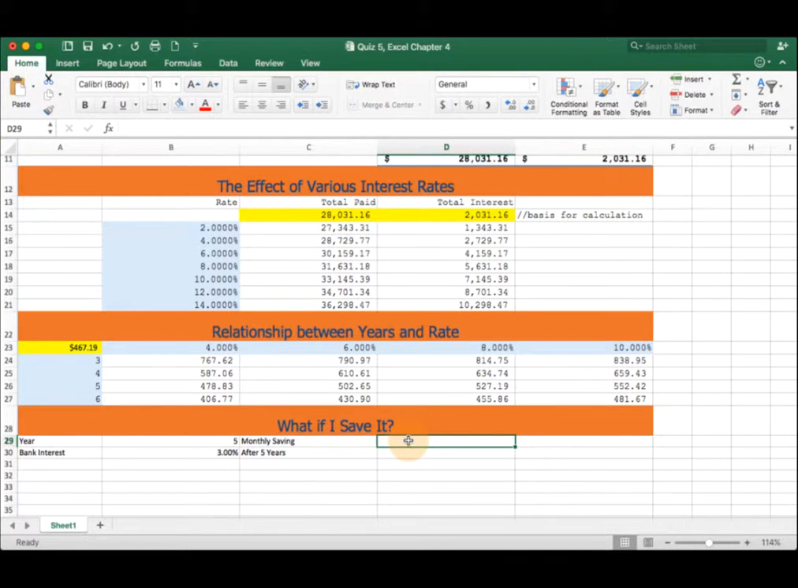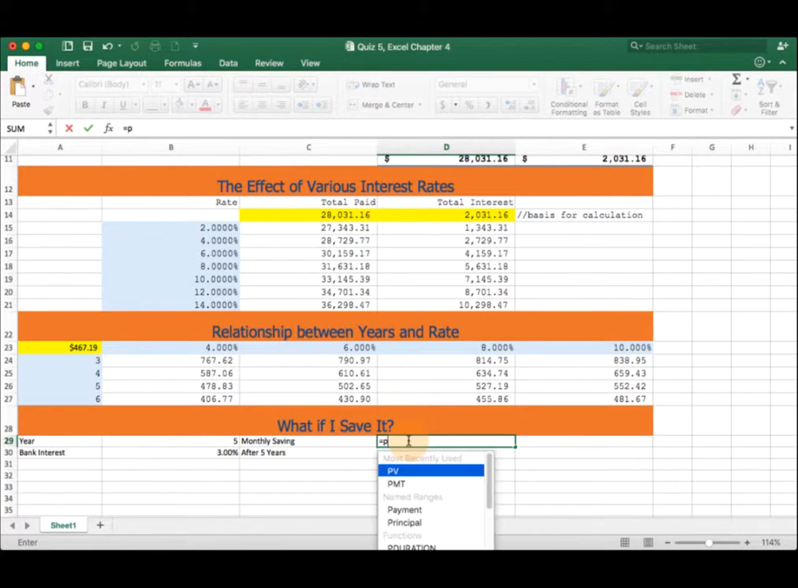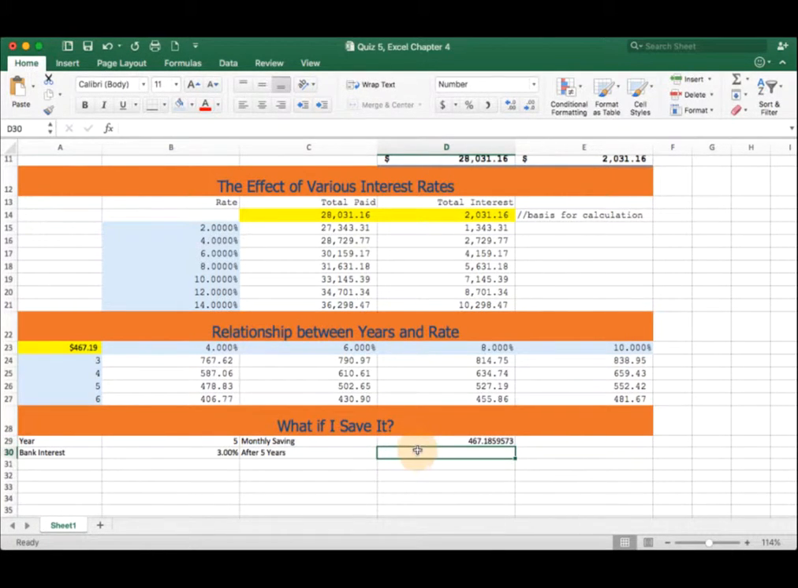Basically, it's going to be the same with the amount of money you'll be spending to buy your car, right? So I'm just going to put payment here. So instead of spending this amount of money each month to pay off your car loan, what if you save this amount of money to your bank? What is going to be the total amount of money?